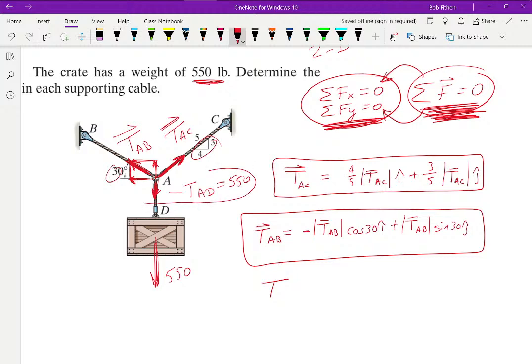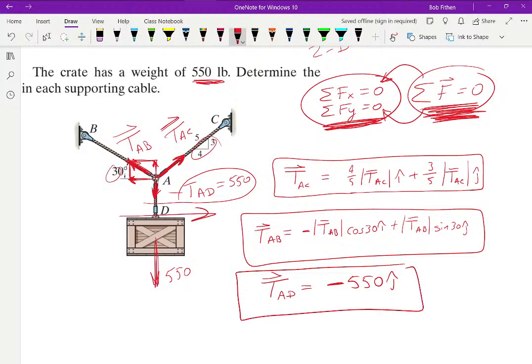So if I want to look at the vector TAD, it's just minus 550 j. There isn't an x component pulling it to the right or anything. It's just pulling it straight down. Now, before I ever start here, I should have said this is going to be positive to the right, this is going to be positive up. I didn't. I just put them in as the i and j components.